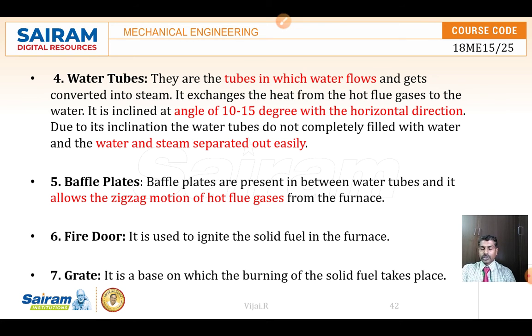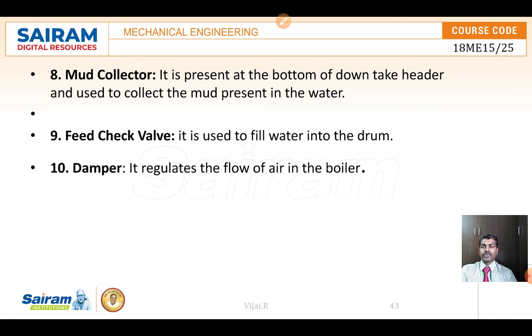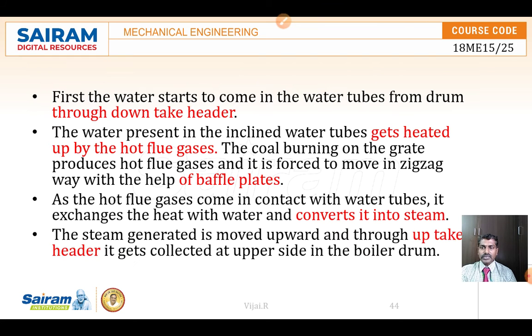And there are water tubes for filling up the water inside the drum, and baffle plates, fire doors, and a grate for burning the fuel. So hot flue gases are produced by burning the fuel on the grate. A mud collector collects the mud at the bottom end of the downtake header, through which we can remove the mud, and feed check valves are used to fill the water in the drums.